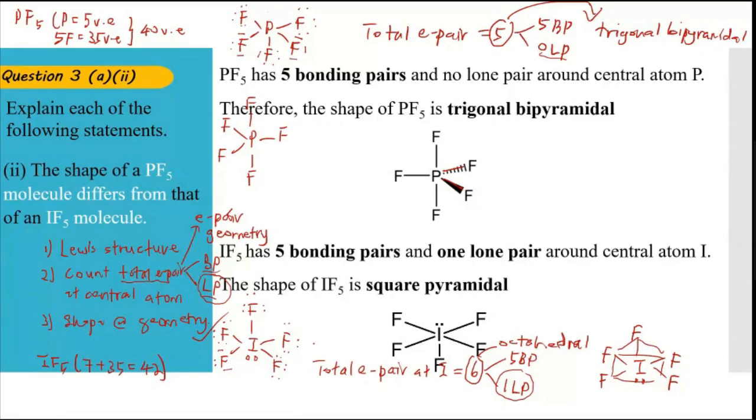Okay, so that's how you do it. You have to inspect the Lewis structure, and count total electron pair at central atom. The total electron pair will give you the electron pair geometry. You start to sketch electron pair geometry. After that, you remove the line, replace with lone pair, if there is lone pair. Then the remaining line, you bond the bonding atom.